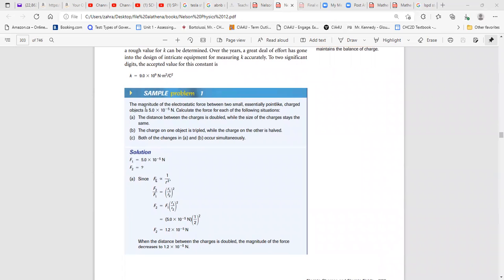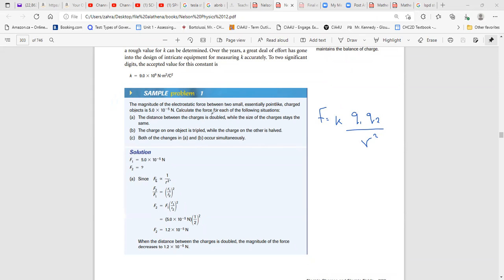Looking at this question, the magnitude of the electrostatic force between two small, essentially point-like charged objects is 5 × 10⁻⁵ newton. Calculate the force for each of the following situations. The distance between the charges is doubled while the size of the charges stays the same. So you know the equation, F equal to K Q1 Q2 divided by r squared.